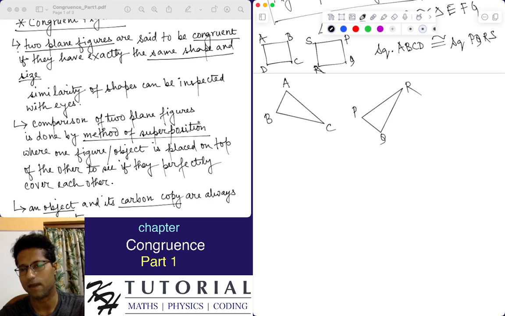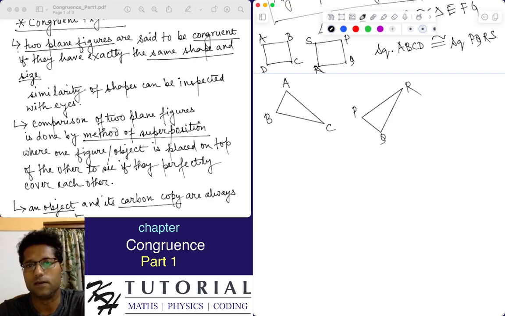But visually, apparently, it seems that they will not overlap, or they do not have same shape or size. But indeed, they have the same shape and size. So orientation does not matter.